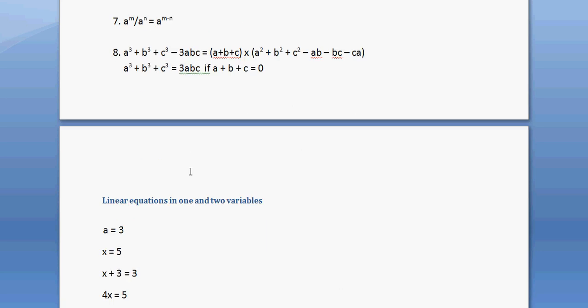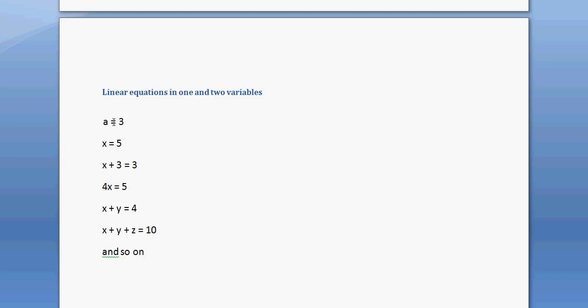So now let's go to the next topic, which is linear equations in 1 and 2 and more variables, right? So what is an equation? An equation is one which has an equality sign, right? There is a LHS, there is a RHS. Usually on the LHS we have some variables, and on the RHS there are some constants. So 3 is a constant and a is a variable. Similarly, x is a variable, 5 is a constant. Here x plus 3 is on the LHS and 3 on the RHS. Here 4x is on the LHS, 5 is on the RHS.